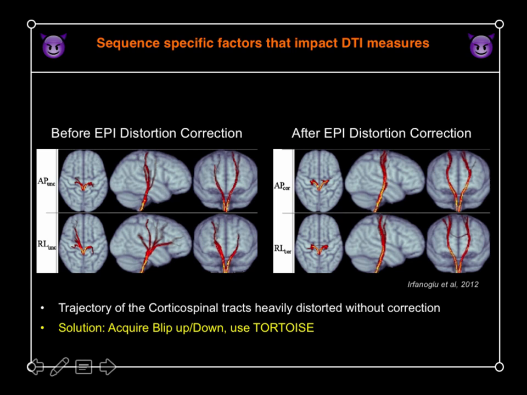So the key message here is that it's a distortion that is going to be there in most EPI images, particularly diffusion weighted images. And so if you want to do tractography and things like that, you should consider acquiring blip up, blip down: one set of images in the AP direction and the other set of images in the PA direction. And you can use either Tortoise or some of the packages like FSL also offers it. But the best, I think so far, the best solution that I've seen comes out of using Tortoise.